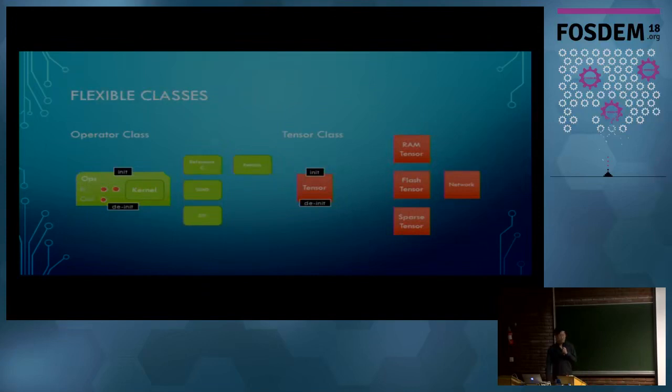As for the design, Microtensor has 3 classes. Let's talk about the 2 classes first. The operator class is pretty much what you can think of as convolution, matrix multiplication, add, subtract, stuff like that. It would take multiple tensor objects as input and output multiple tensor objects.